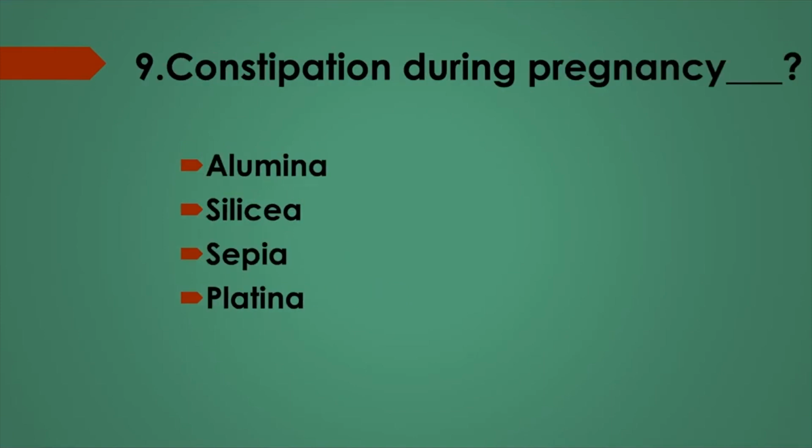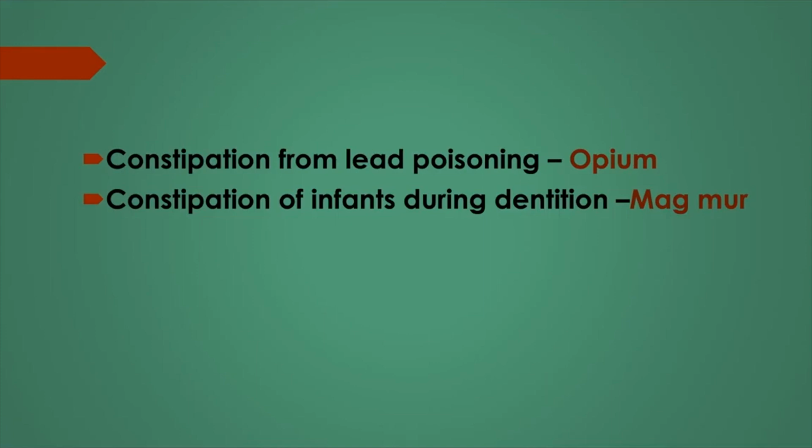Question number 9. Constipation during pregnancy. Option A, alumina. Option B, silicea. Option C, sepia. Option D, platina. Answer, option A, alumina. Constipation from lead poisoning, opium. Constipation of infants during dentition, magnesium muriaticum.